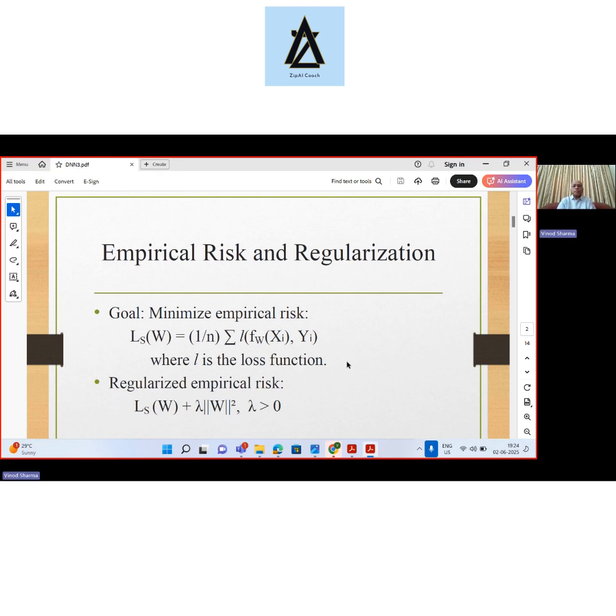The loss function L depends on the application, and we have discussed that earlier, whether it is a classification problem or a regression problem. Instead of minimizing empirical risk, we could minimize the regularized empirical risk. That is, take this empirical risk and add to that another term, lambda times norm of W squared, where lambda is a positive quantity.